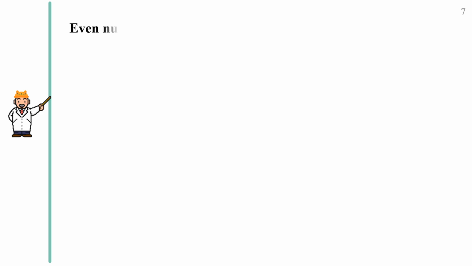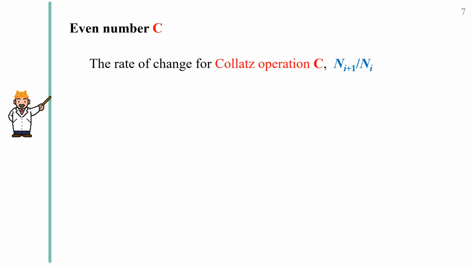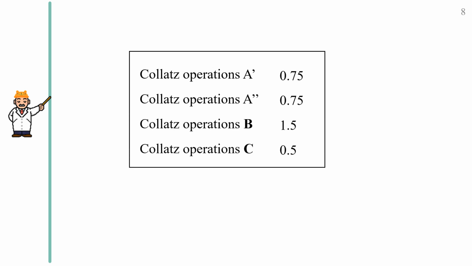For even numbers C, the rate of change for Collatz operation C is 0.5, and this value is used consistently throughout the study. As described above, this study fixes the rates of change for Collatz operations A prime, A double prime, B, and C at 0.75, 0.75, 1.5, and 0.5, respectively, for the purpose of simplification.